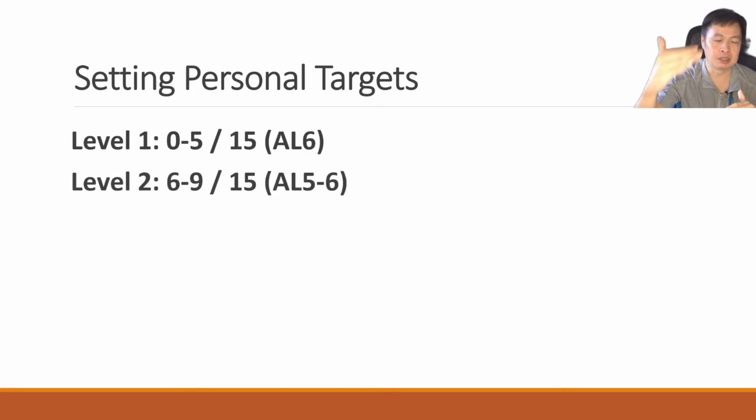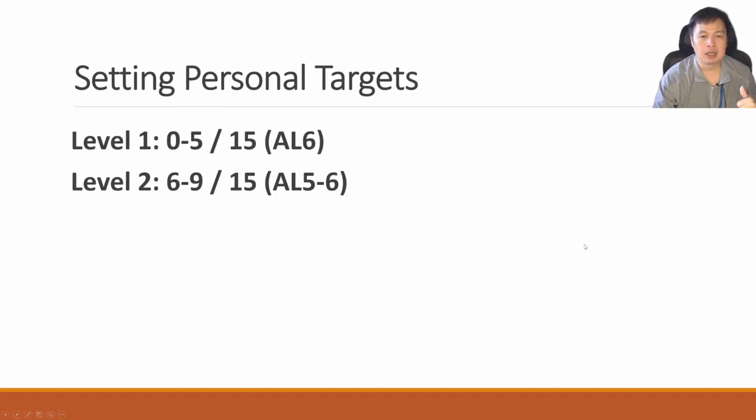Next, we move on to level 2, and the target becomes 6 to 9 out of 15. Now, with 6 to 9, you're already at borderline pass or passing the Cloze exercise. You're still between AL5 and AL6, but you're no longer failing, and you're able to consistently get 6 to 9 marks out of 15, and that in itself, I feel, is a good improvement. If you're coming from 3 marks, 4 marks, and now you're scoring 7, 8, 9 marks.